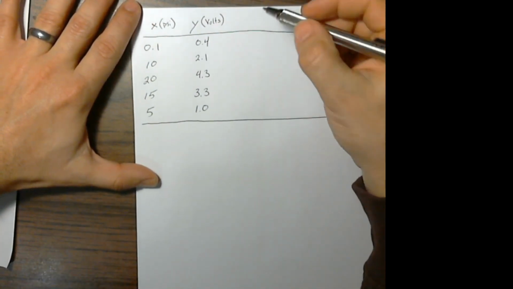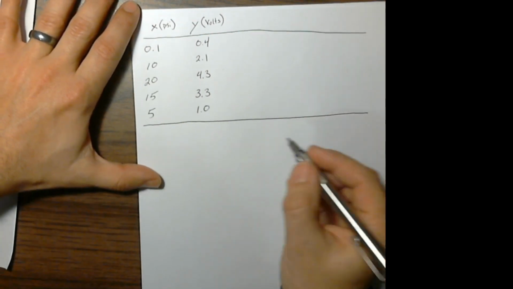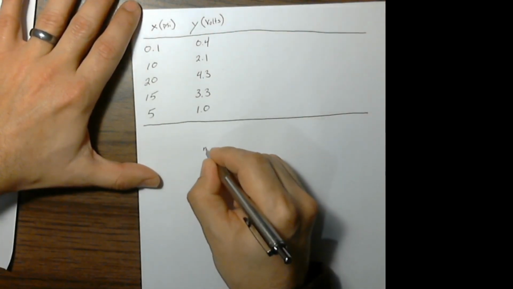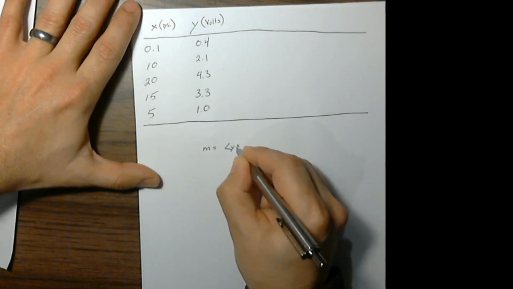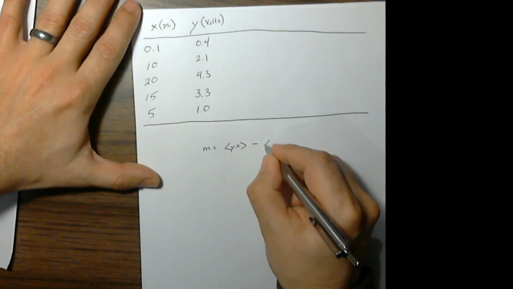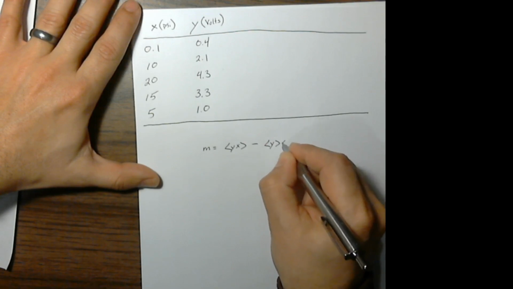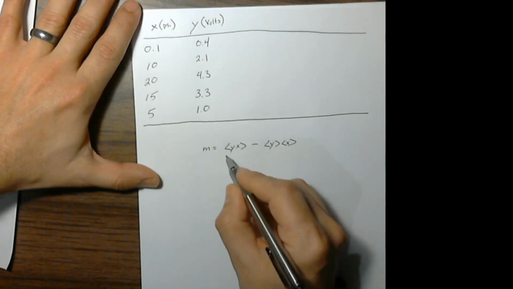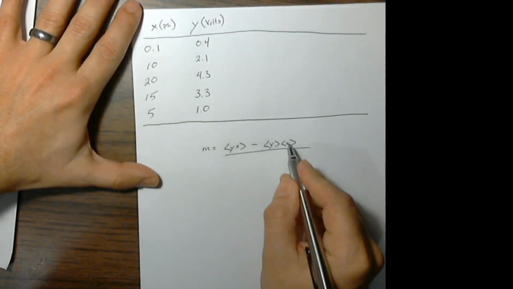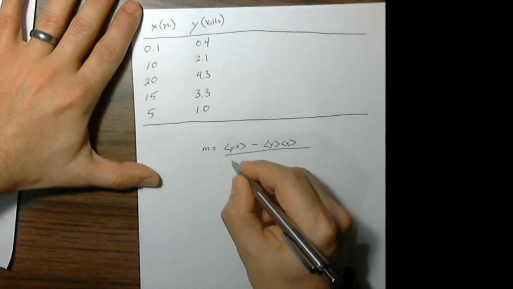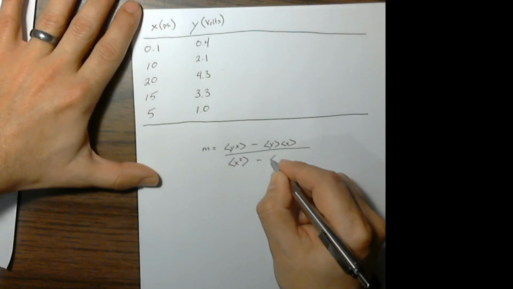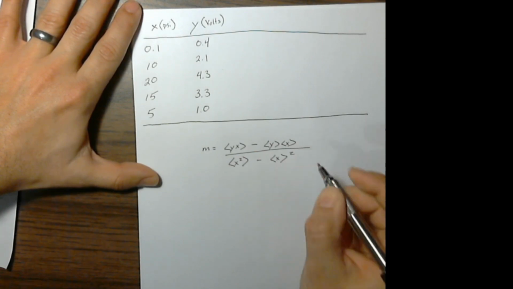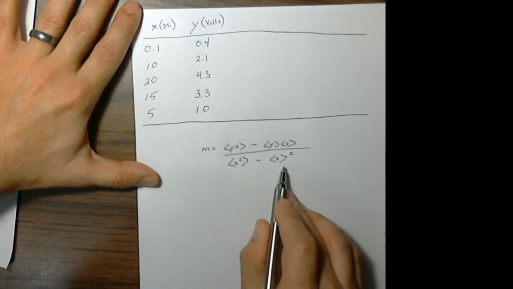All right, so now in order to calculate M and B, let's rewrite it. M is the expected value of yx minus the expected value of y times the expected value of x. Please note that these are not equal. Divided by expected value of x squared minus expected value of x, squared. And notice that these are not equal.